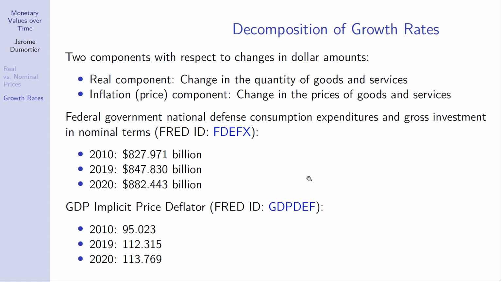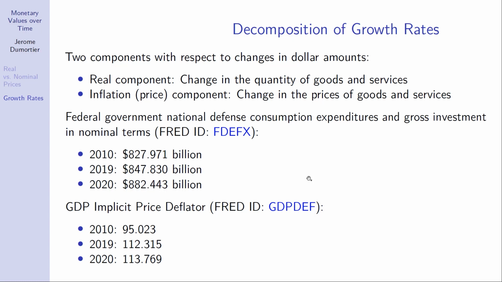Let us next talk about growth rates. Here we are going to talk about the decomposition of growth rates, because usually there are two components. There is a real component, which is a change in the quantity of goods and services, and there's also an inflation or price component, which is related to the change in prices of goods and services. This relates to what we have seen before.